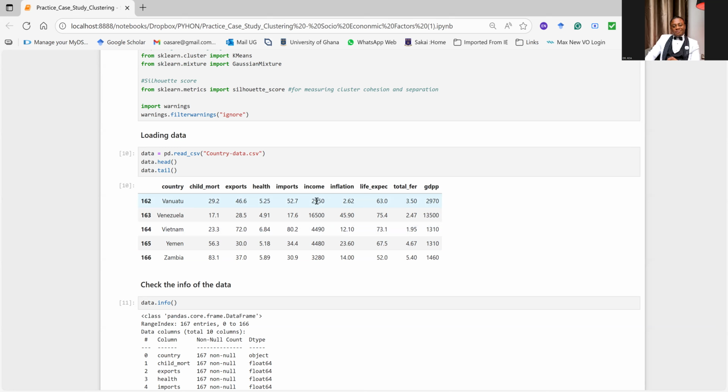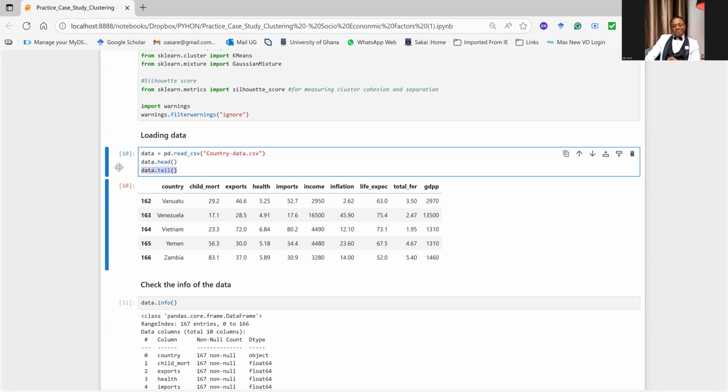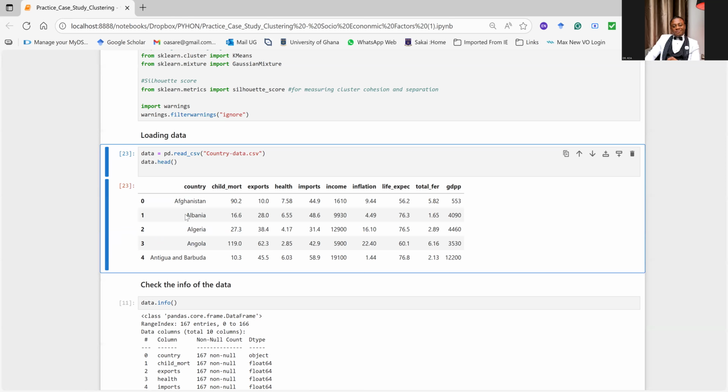But now, look at it. I'm going to show the top part of this data set. Let me show you something, because I want you to compare that. So this is for Afghanistan. And look at Afghanistan: child mortality is 90, and then income is 1,006.